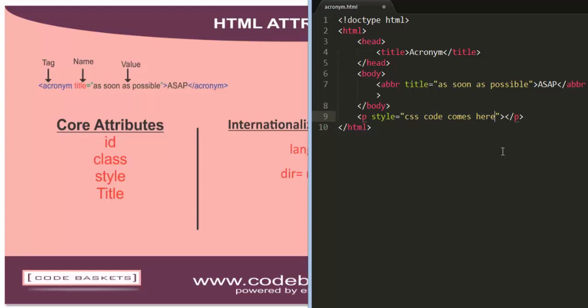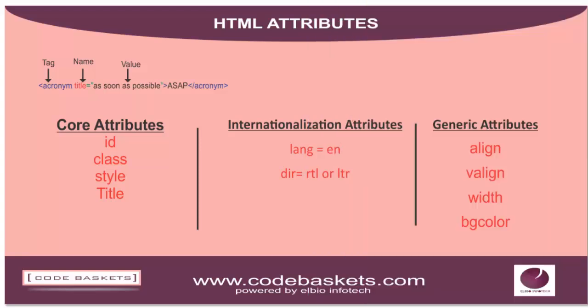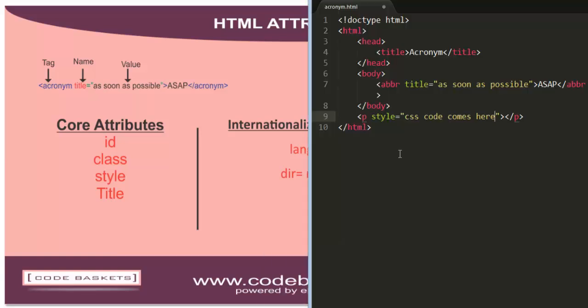This particular core attribute is used to style HTML tags with CSS. One other attribute we also want to note is the internationalization attributes. They have two types, the lang attribute and the directional attribute. They are added to our HTML document to give added information to our document, and it is always specified in the HTML tag itself.